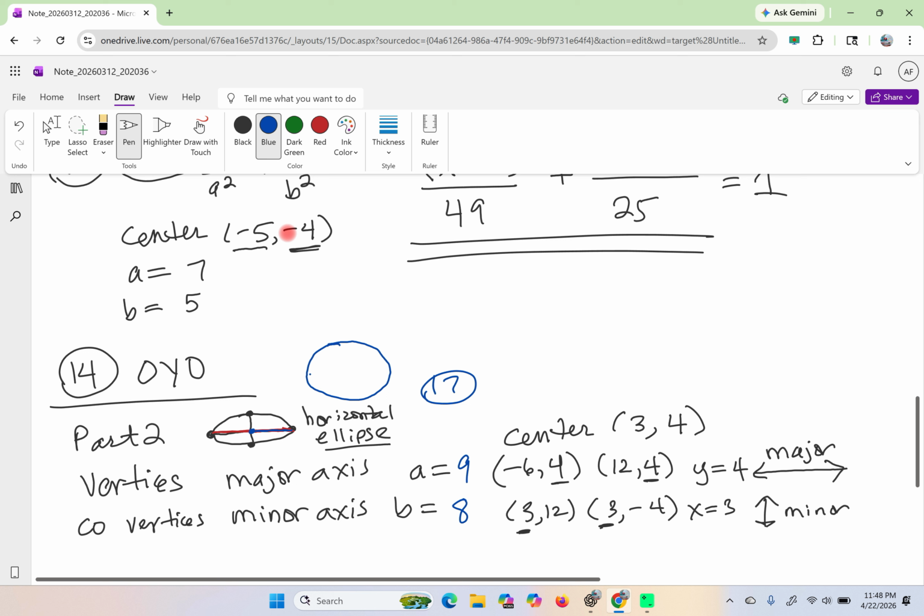Okay, so all that being said, horizontal ellipse, x squared over a squared, center here. So x minus 3 squared over a squared 9, that's 81, plus y minus 4 squared over b squared 8, that's 64, this equals 1, and that is the correct answer.